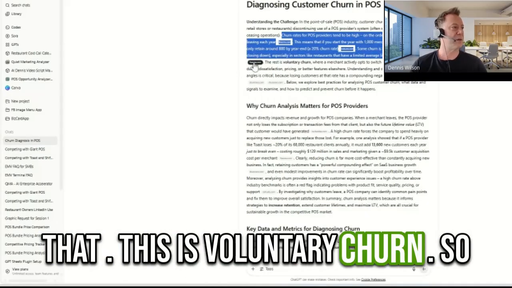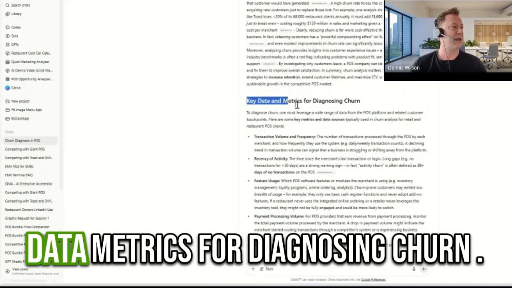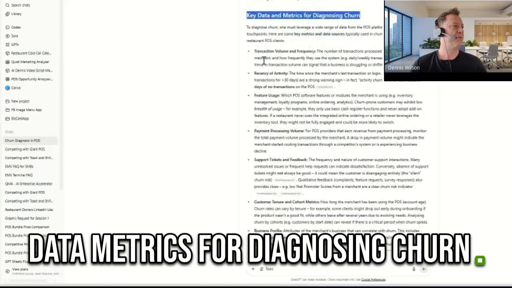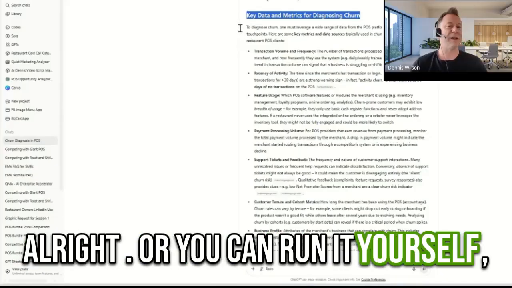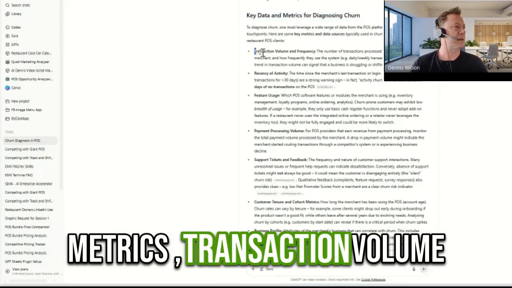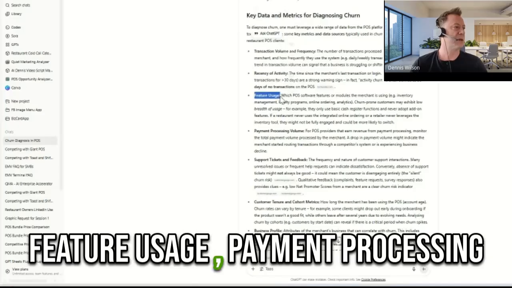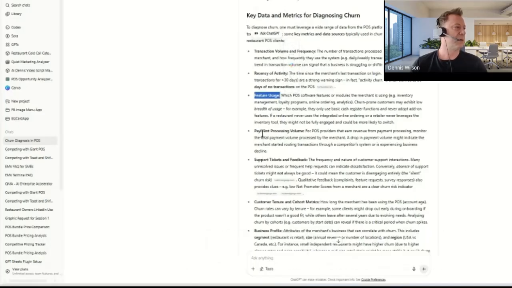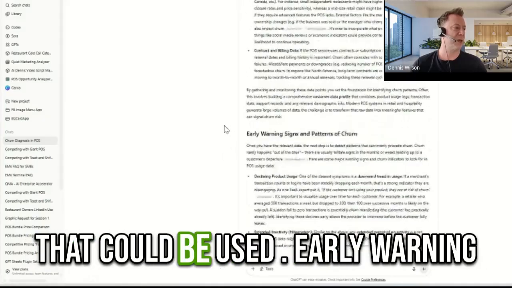This is voluntary churn. So why churn analysis matters. Key data metrics for diagnosing churn. And I can cut and paste this for you so that you have it. Thanks. Right. Or you can run it yourself, test, but that's okay. I'll cut and paste it anyways. Key metrics: transactions volume and frequency, recency of activity, feature usage, payment processing volume, support tickets and feedback. Yep. So there's all your data sources that could be used.